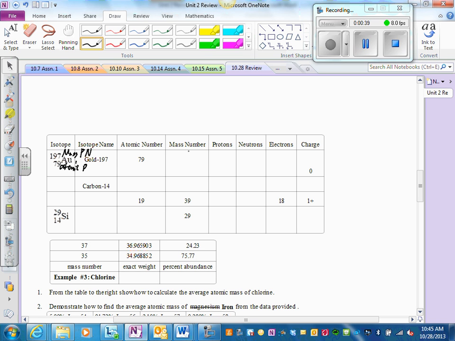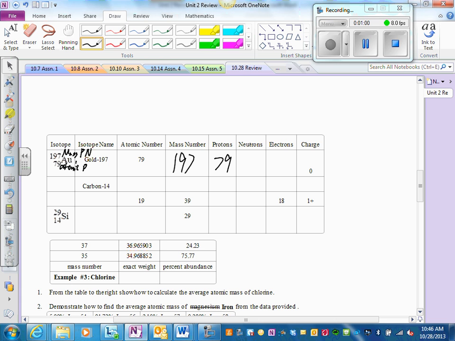What don't we know? First thing that we're asked to find is the mass number. Well, the mass number is just what's in the top left of the nuclear notation, which is 197, the protons plus the neutrons. Next, we're asked to find the number of protons, which is the same thing as the atomic number. So let's go ahead and write that down.